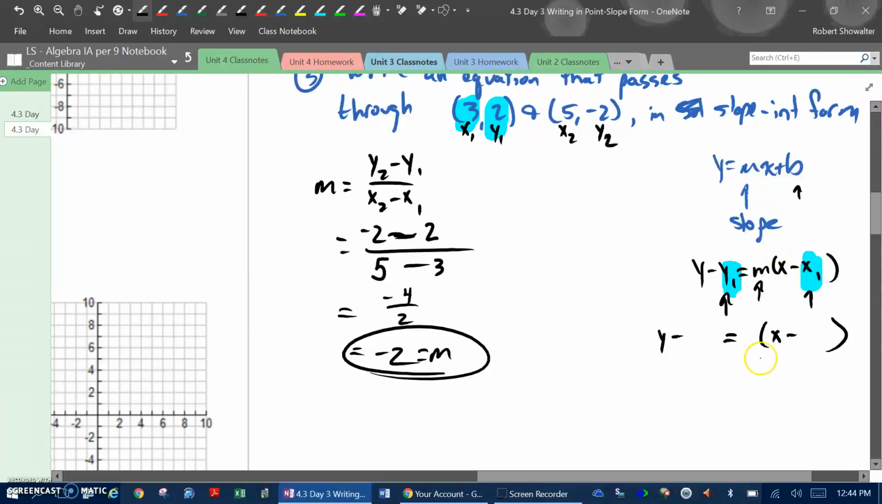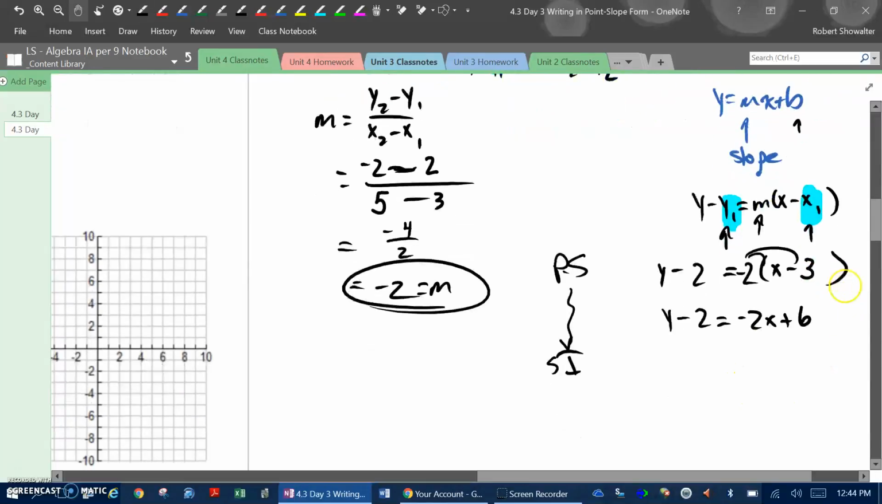So if we put x1 being 3 in the x1 spot, and we put y1 being 2 in the y1 spot, and we look to find our m being -2, and we put it in that spot. All right, so now we have it in point-slope form, and we're going to turn that now into slope-intercept form. We're going to use the same process we did up above while we distribute -2 to both.